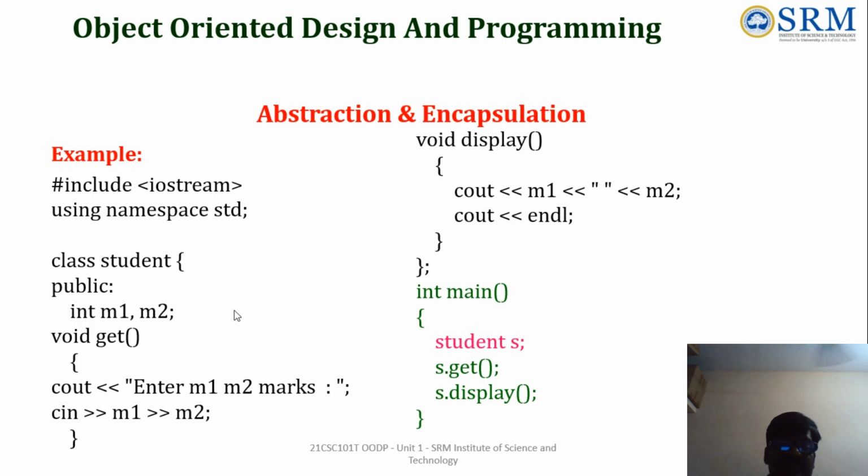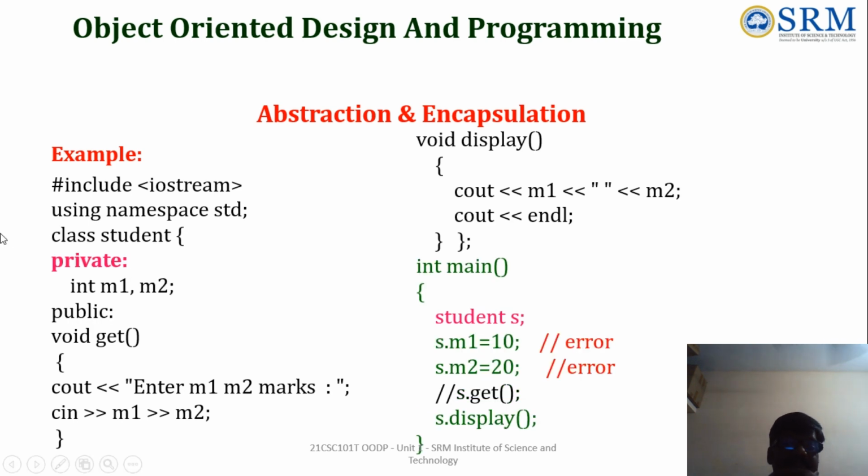I slightly modified the code for abstraction. Here, in the same code, instead of declaring all the data and functions as public, I declared the M1 and M2 data as private, and the get and display functions in public access mode. So I'm hiding M1 and M2 from outside the class, which means M1 and M2 are not allowed to be accessed outside the class. So abstraction is achieved, and in the same way encapsulation is also achieved.